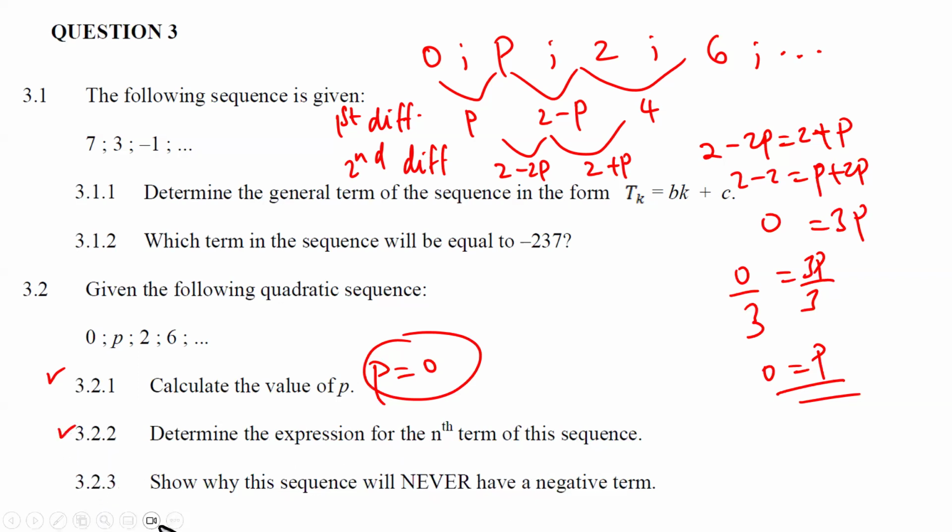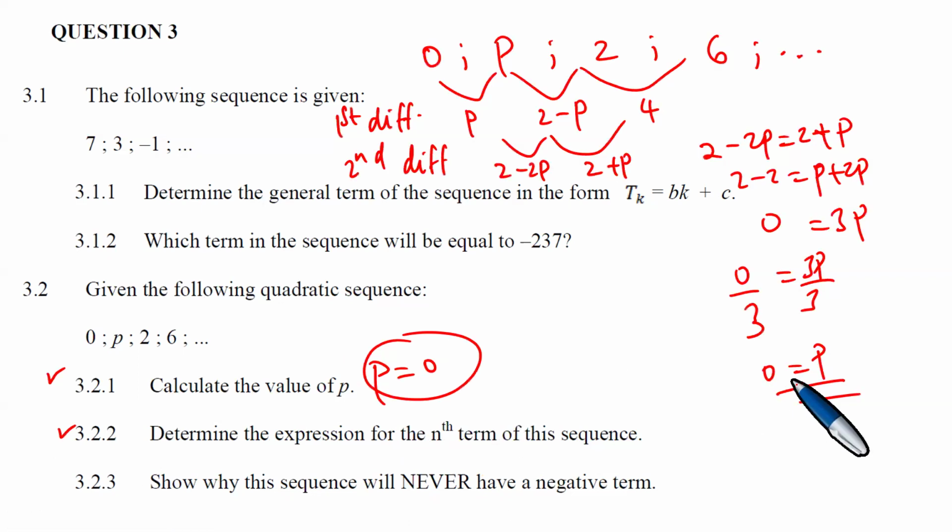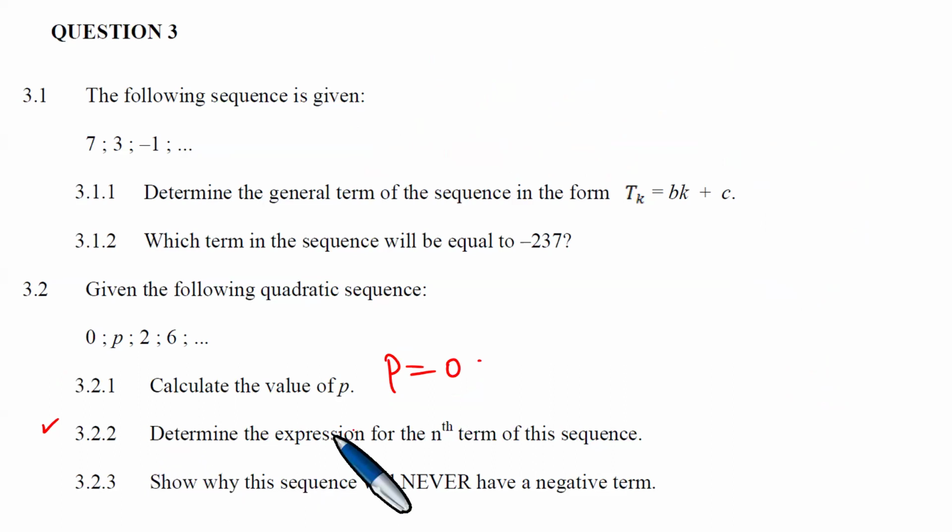Right, so determine the expression for the nth term of this sequence. What is the expression for the nth term of this sequence? Anyone? At this point, we already know that p is 0. We got it by calculation. But if p is 0, then we're asking the question: determine the expression for the nth term of this sequence. Anyone? Quickly, please talk to me. You must calculate it first. How do you calculate it? The formula, sir. What is the formula?